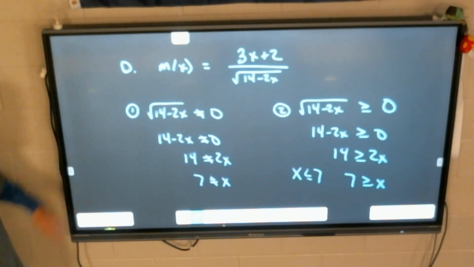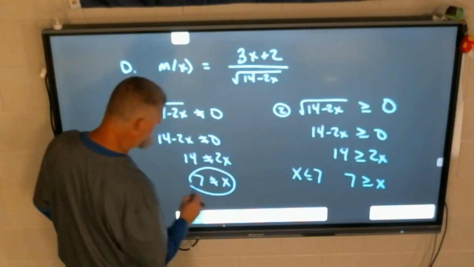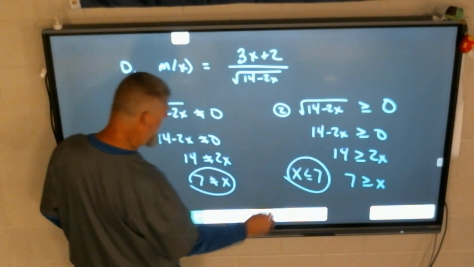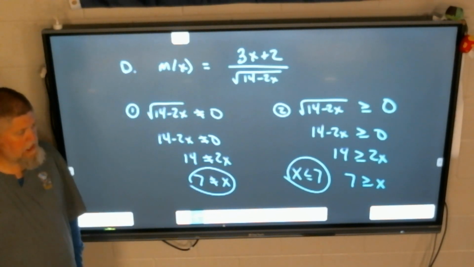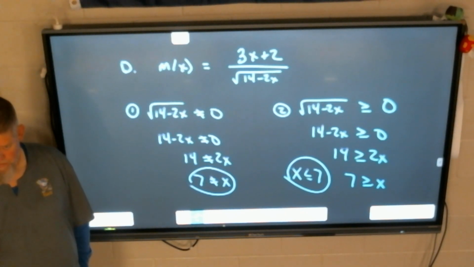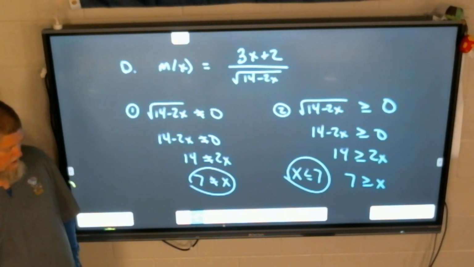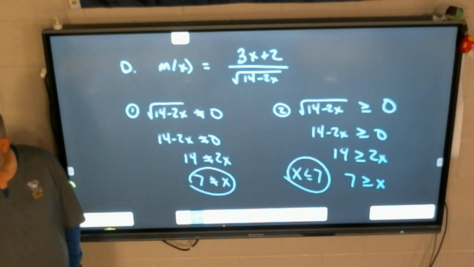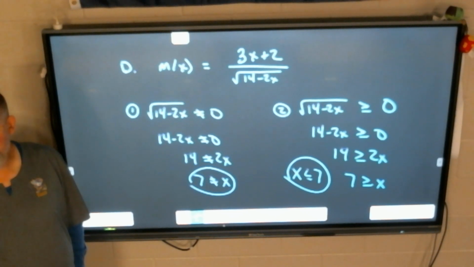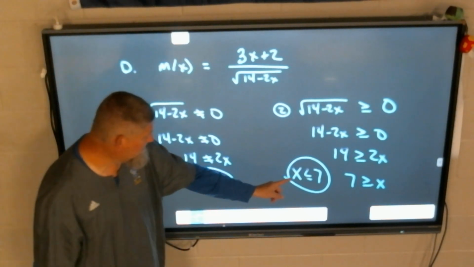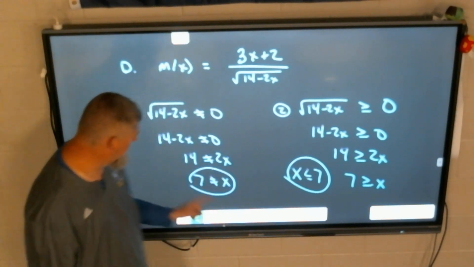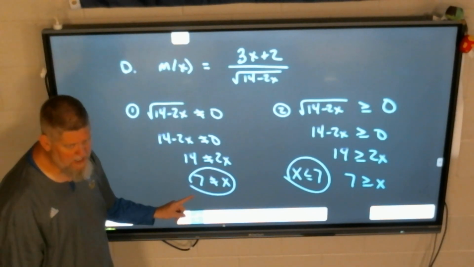Now look at those two statements. Do you see a contradiction in those? Do you see an issue? You can't have the equal to part of it. I can't have the equal to, because here it says x has to be less than or equal to 7, but here it says, wait a second, x can't be 7.